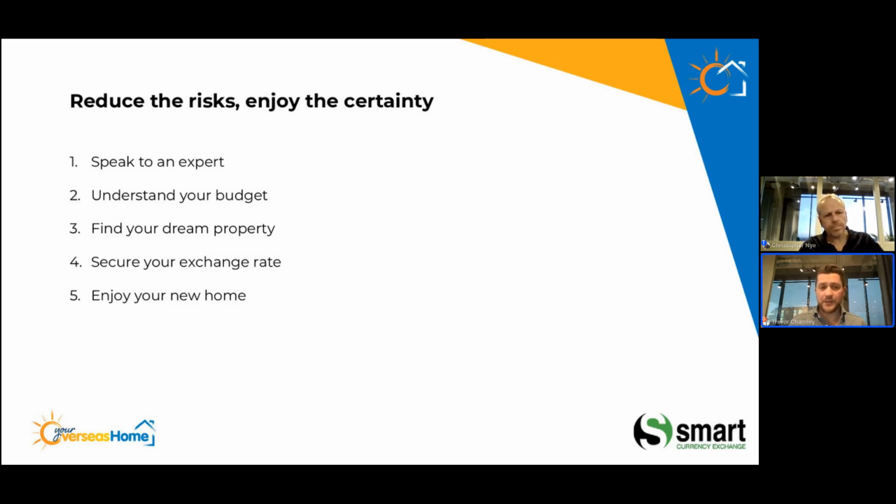Understanding your budget, absolutely critical on day one. Go and find that dream property, then go and secure your exchange rate. Once you've placed that offer, if you don't want to take any risk on the currency, get your exchange rate secured with a forward contract, and then go and enjoy your new home.